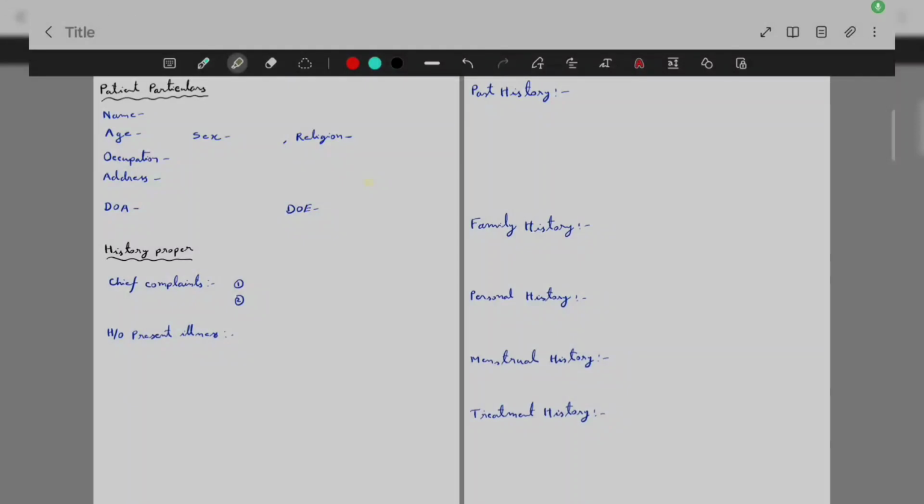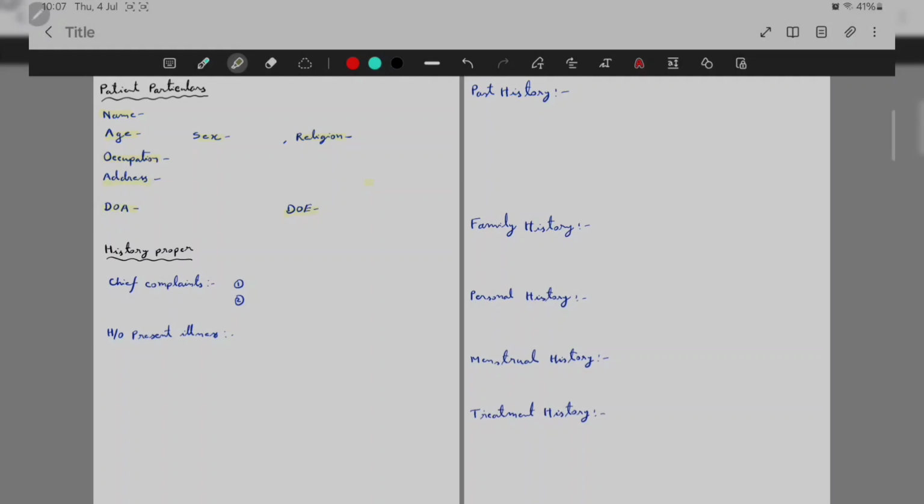This is the most important practical topic of final year, which is history taking. At first we start from the patient particulars. We're going step by step, but first the patient particulars. In the patient particulars, we have to mention the name, age, sex, religion, occupation, address, date of admission, and date of examination. After that, what is the significance of these patient particulars?